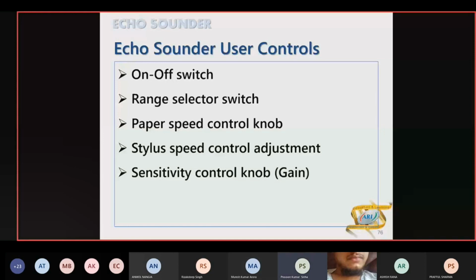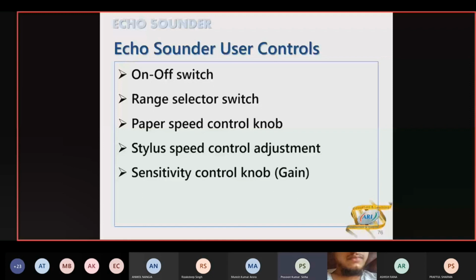So the range selector switch must be selected such that the depth you are reading should be within the selected range. For example, 100 to 150 meter का range है आपका. So you must be reading the depth. The sea depth should be between 50 and 100. अगर इससे बाहर होगा तो there can be error.